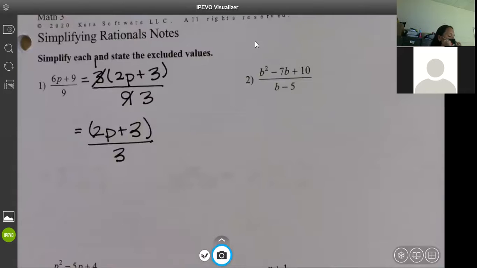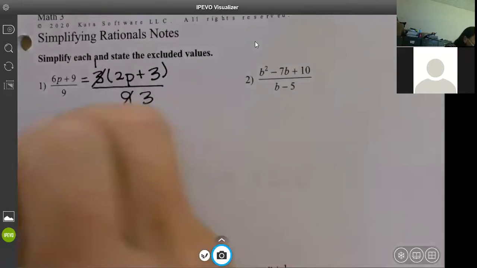All right, so then it talks about excluded values. Any variable can cause an excluded value. However, it has to be marked out or it has to be left in the bottom. This one, we didn't mark out any variables and we didn't leave any in the bottom. So this one is perfectly fine with no excluded values. Okay, so we're done with this problem. This is it.